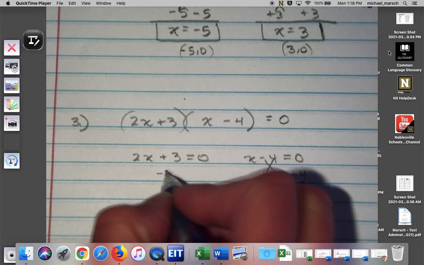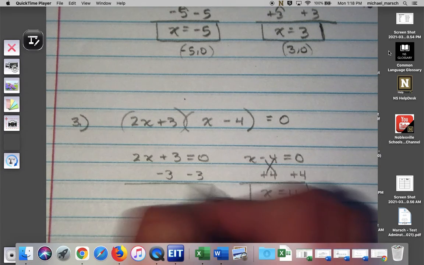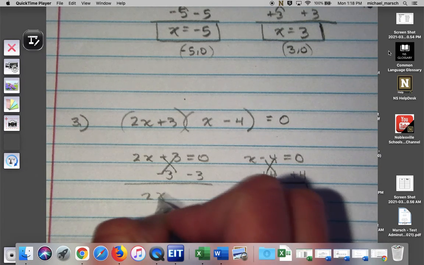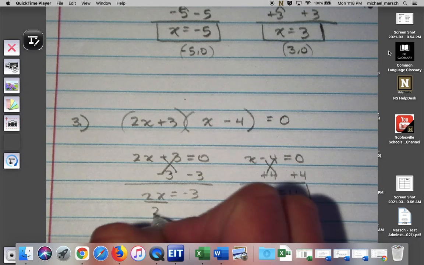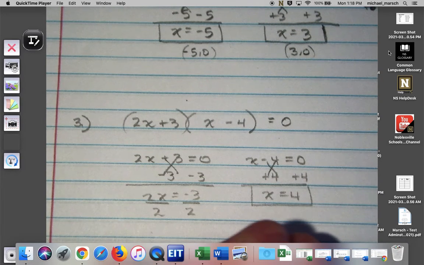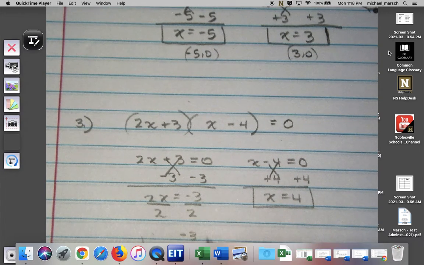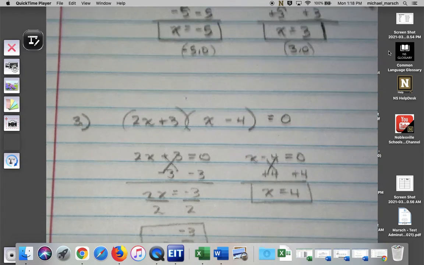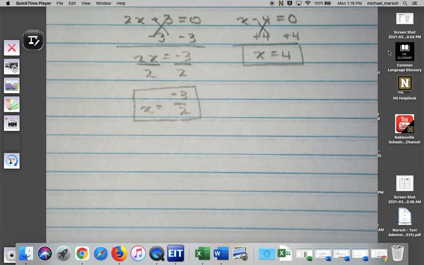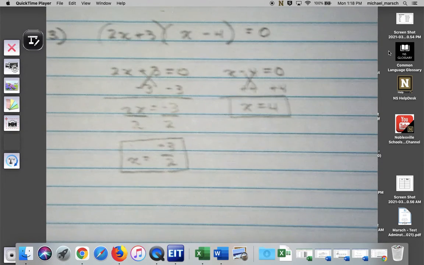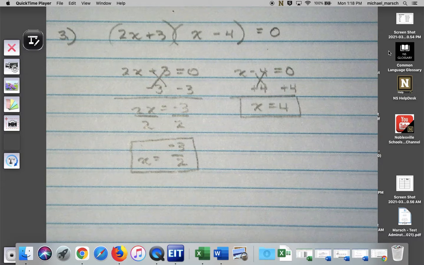The next one requires a little more work because it's a two-stepper. And this gives me an x-intercept of a fraction, which is fine. It's not pretty, but it's fine.